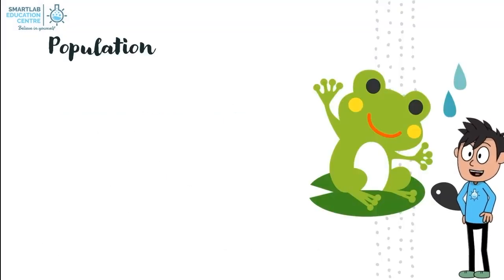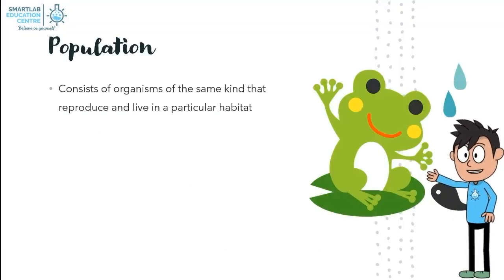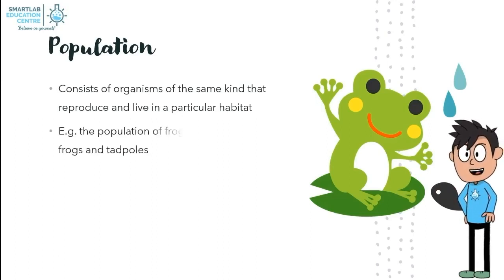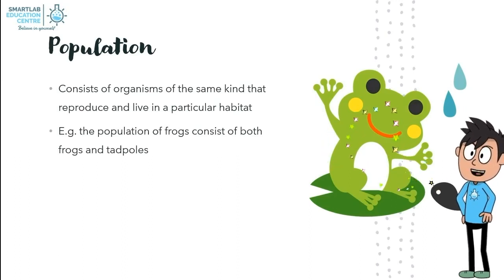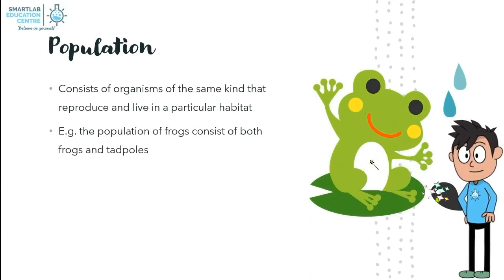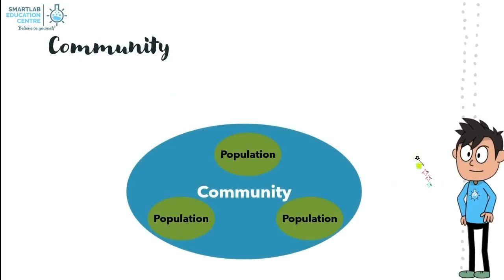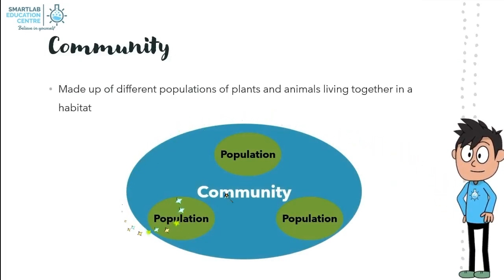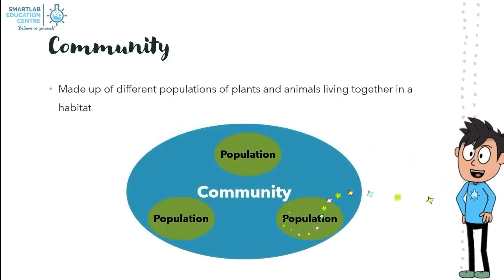What is population? It consists of organisms of the same kind that reproduce and live in a particular habitat. For example, the population of frogs consists of both frogs and tadpoles. What is community? It is made up of different populations of plants and animals living together in a habitat.